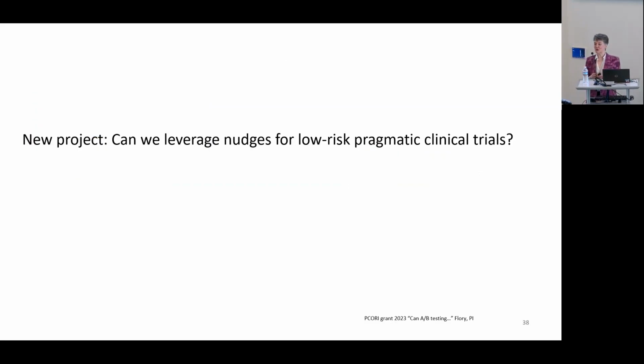Okay, so let me wrap up with just a few minutes about this new project, which we haven't really started. Given that nudges are so powerful, and given that pragmatic clinical trials are really hard to do, so some way that we could marry these two things. This initial idea actually came from my colleague and collaborator on this, but I will happily take credit for helping to elaborate it.